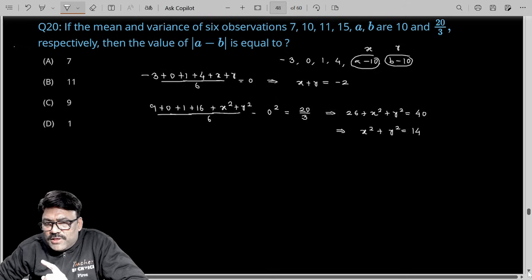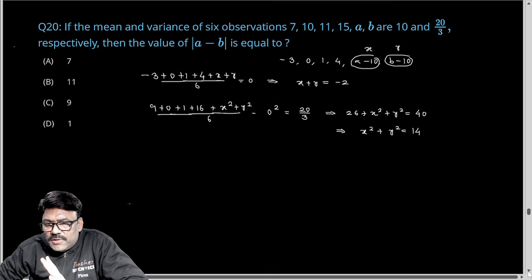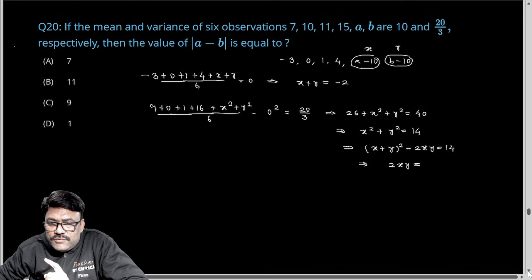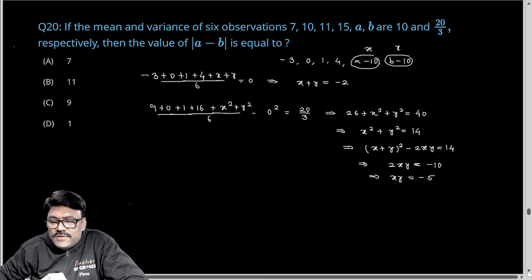See, x plus y is minus 2. So x square plus y square can be written as x plus y whole square minus 2xy. It is 14. So ultimately this gives you 2xy equals 4 minus 14, which is minus 10. So xy will be minus 5.